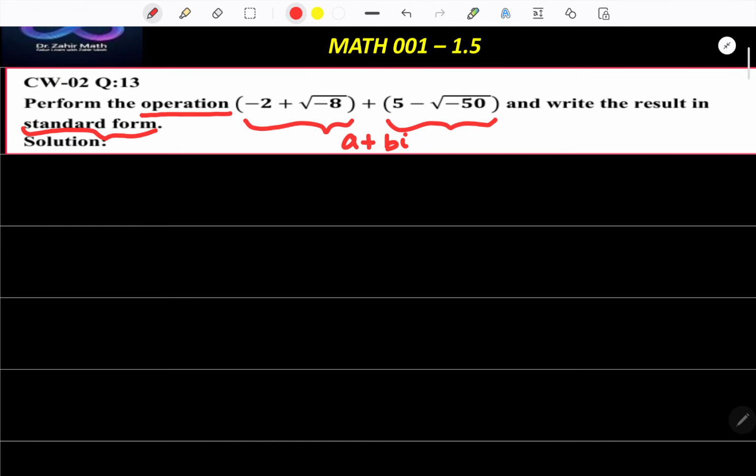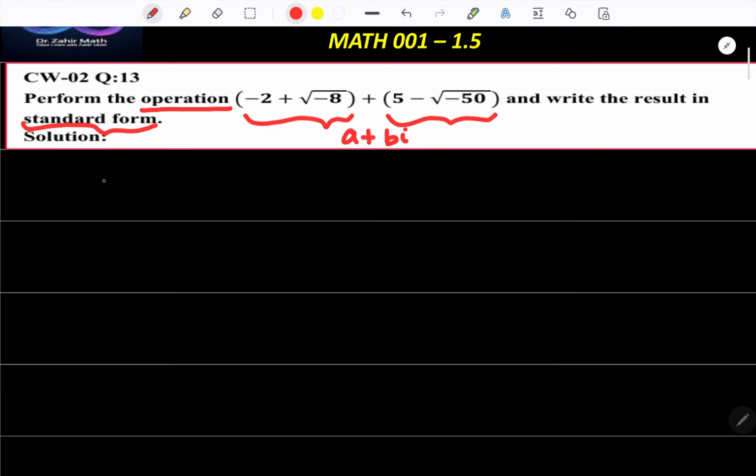So let us start now. Take your calculator, all of you. Type this: minus 2 plus, carefully type square root of minus 8, and then give a small space, then use the bracket. The bracket should be outside of the square root; if you put the bracket inside, it is wrong. Keep that in mind. Then plus, bracket open, 5 minus square root of minus 50, close the bracket.